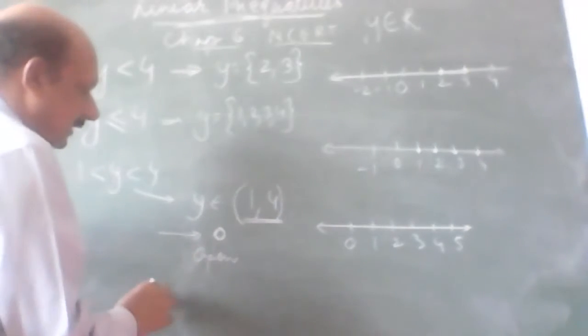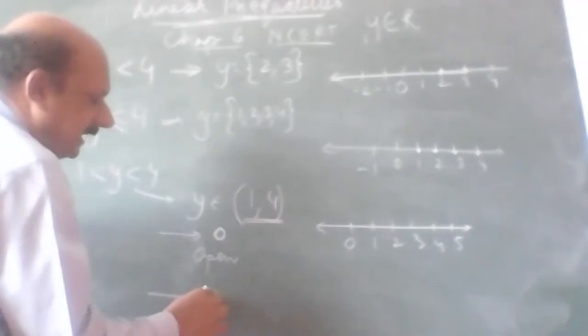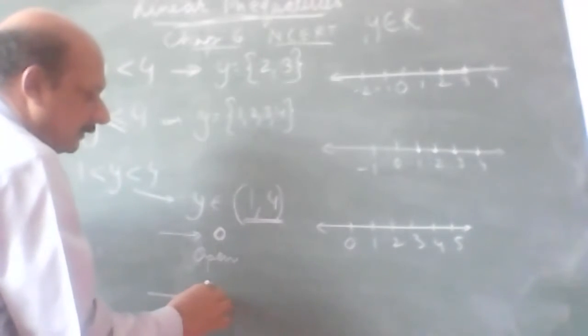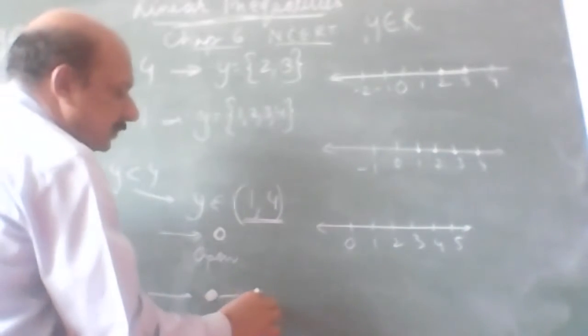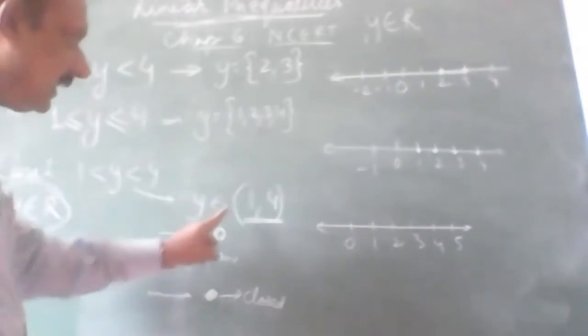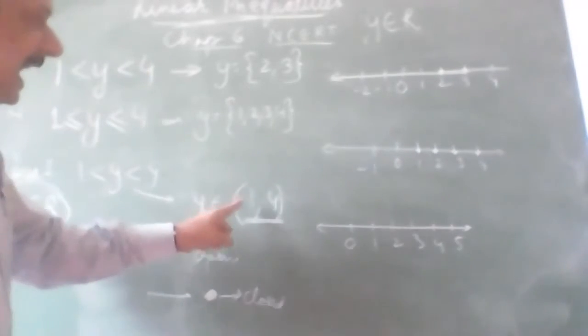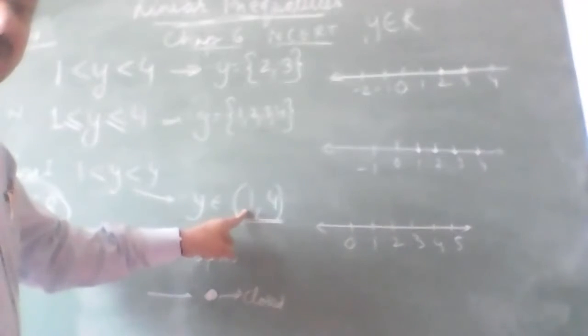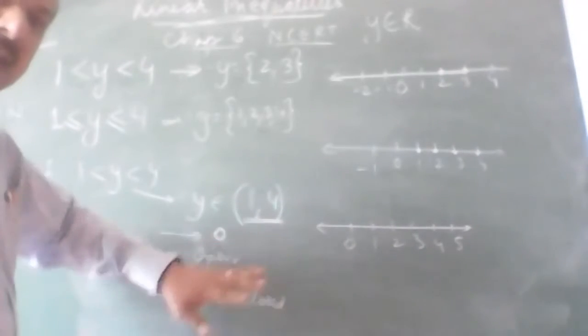This is for open. And if we darken this one, this is used for closed. Now it is an open interval. The exact 1 cannot be the value of y, but it can be near to it.